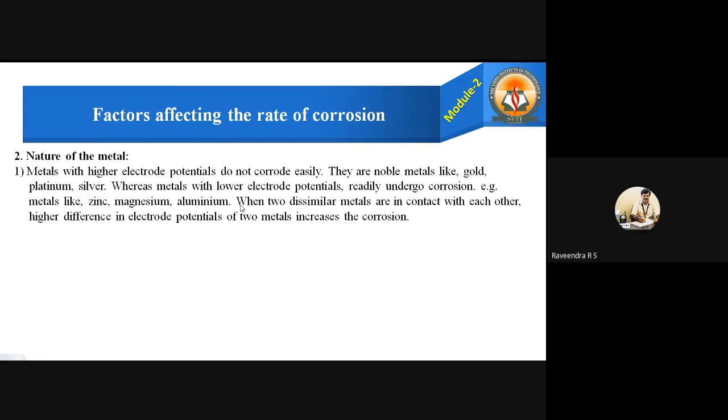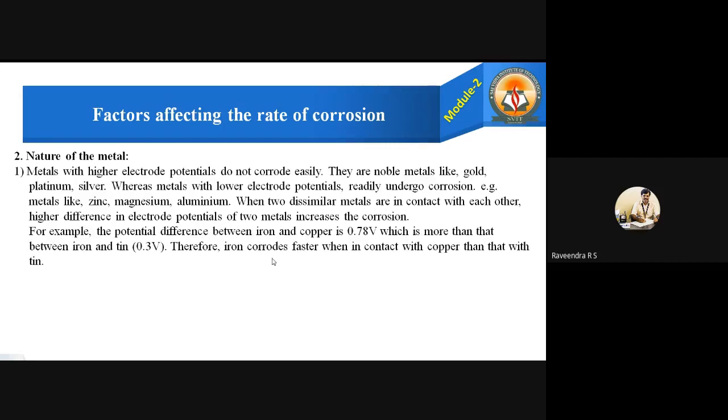Whereas metals with lower electrode potential values readily undergo corrosion. For example, metals like zinc, magnesium and aluminum undergo rapid corrosion because of their lower electrode potential values. When two dissimilar metals are in contact with each other, a higher difference in the electrode potential of the two metals increases the rate of corrosion. So whenever two dissimilar metals, tin and iron, or copper and iron, are in contact, if the difference of the electrode potential values is high, the rate of corrosion also increases.